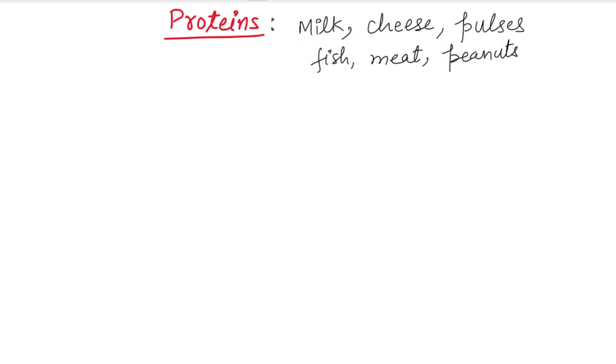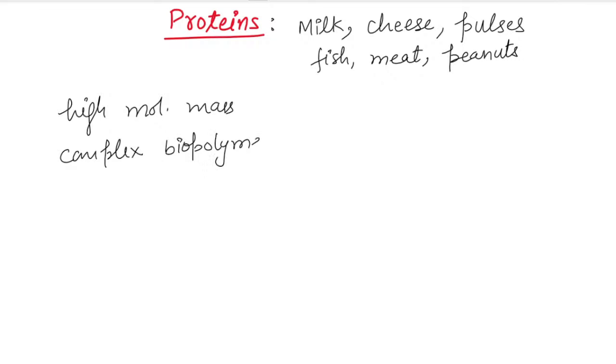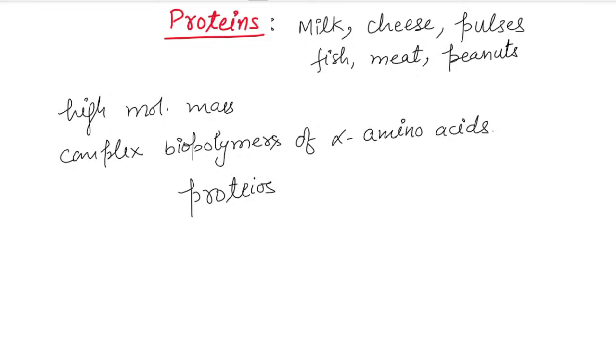They have high molecular mass, and they are complex biopolymers. ओके, और किसके बायोपॉलीमर्स होते हैं ये? Of alpha amino acids. And this name protein is derived from the Greek word, and that Greek word is proteos. Okay, which means prime importance. Proteins are very important for the living beings.